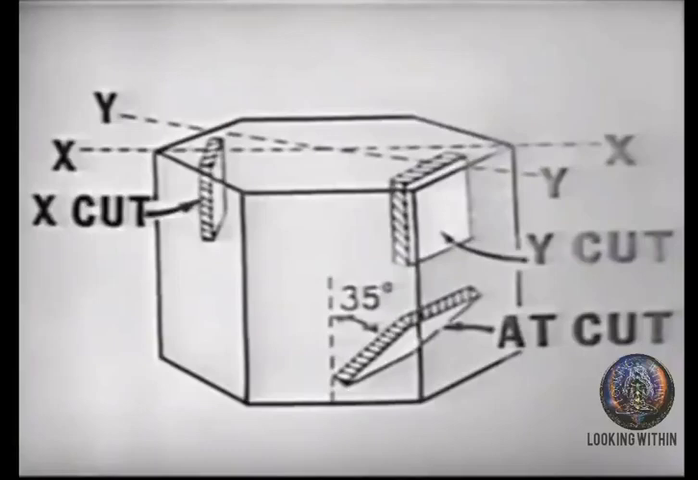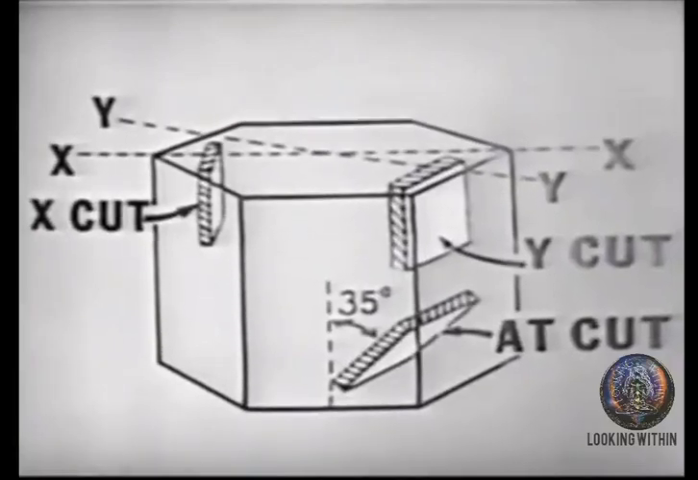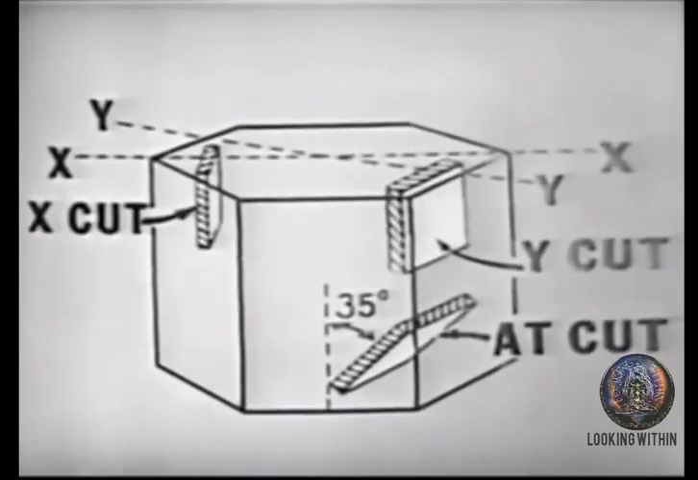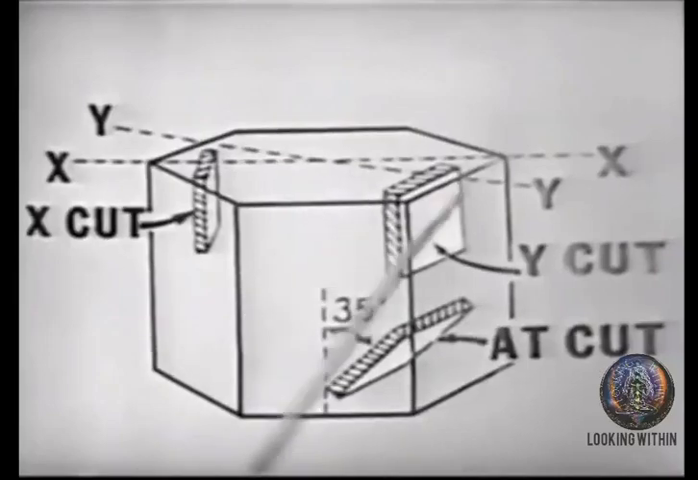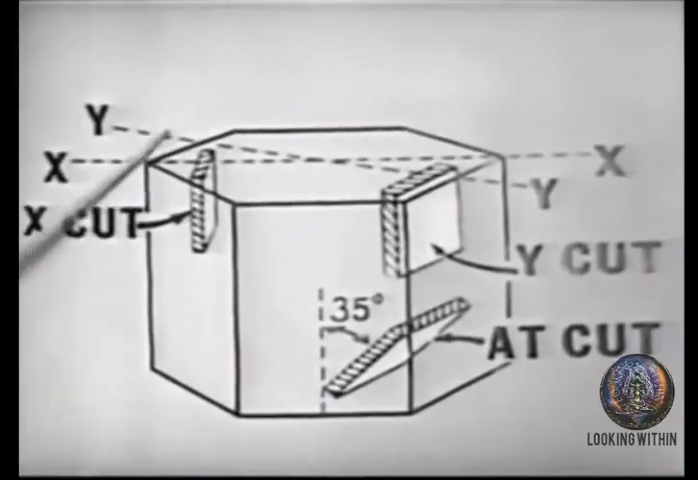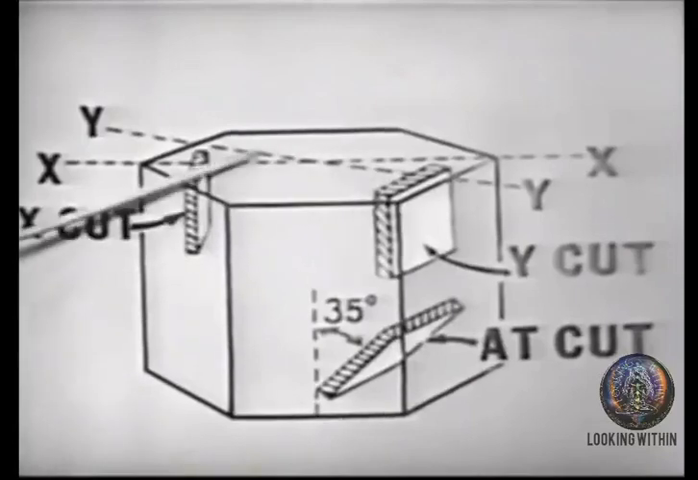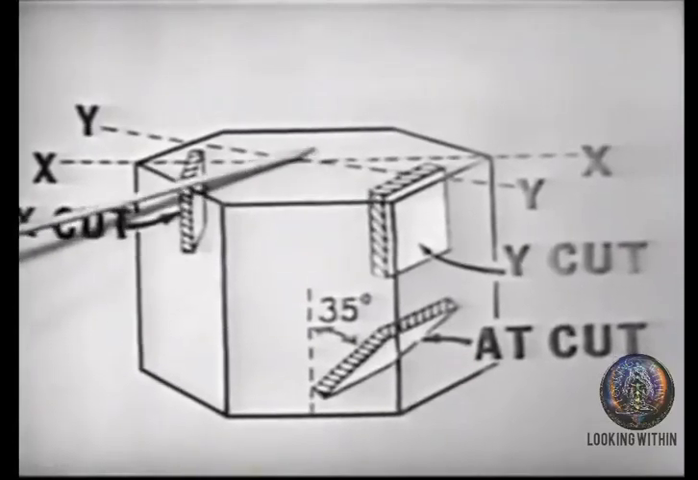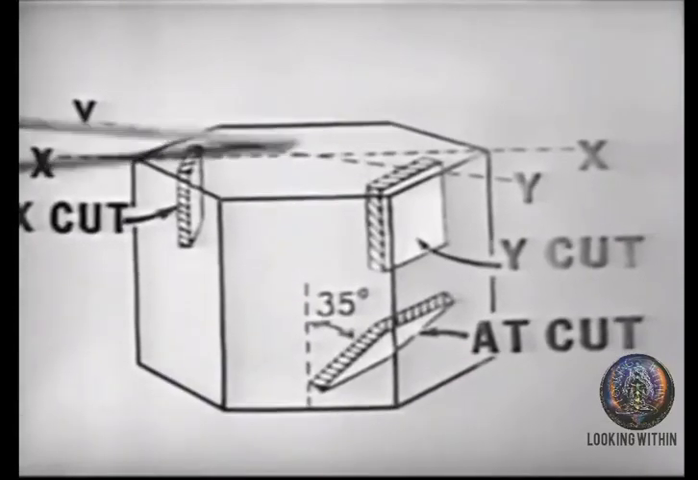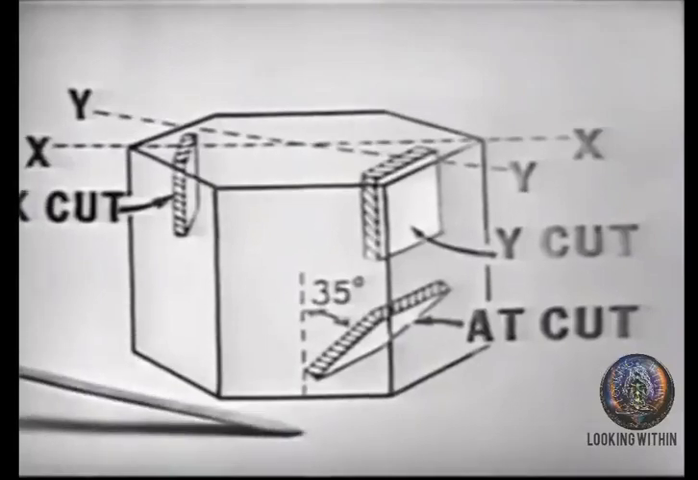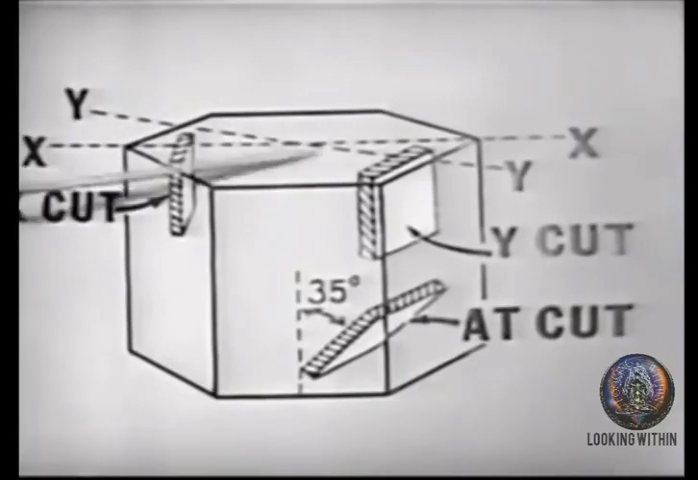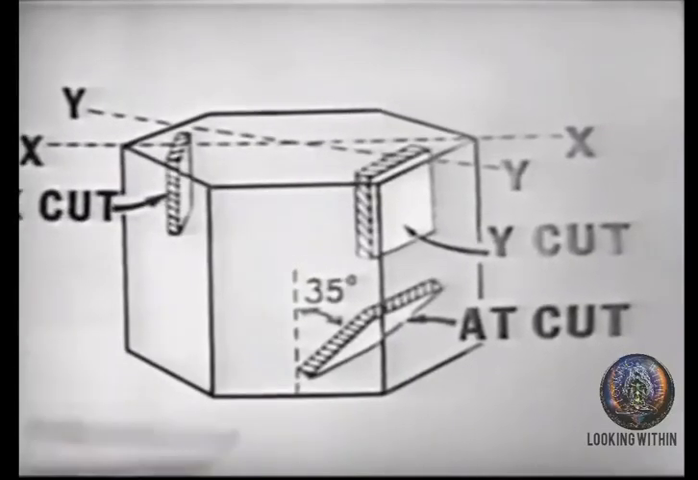Okay, let's go back to the chart and see how another cut is made. For this cut, we will use the y-axis, which passed through the face of the crystal. This cut will be taken perpendicular to the y-axis, and it also is parallel to the z, which you will recall ran through the center of the crystal. Remember, perpendicular to the y, parallel to the z.